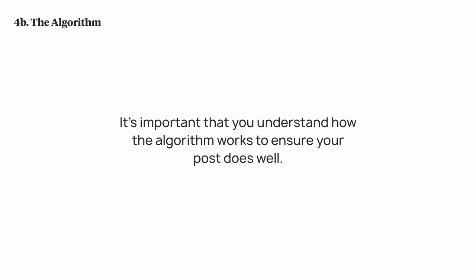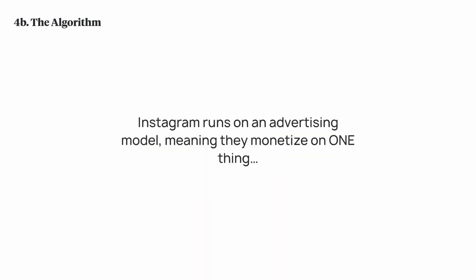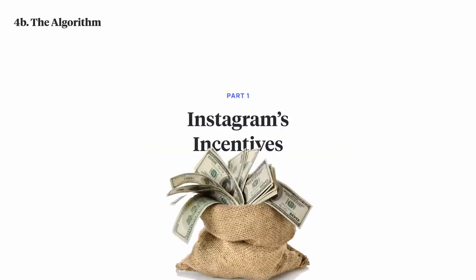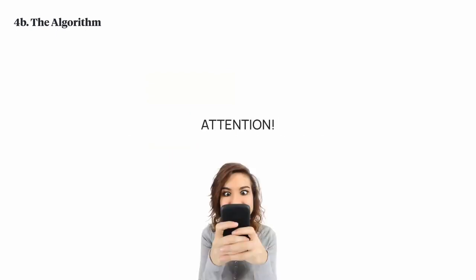And in order to do this, you need to understand how these algorithms actually work to ensure that your post does really well. So first we're going to go through Instagram's, or any social media platform's, incentives. They run on an advertising model. I mean, they need to monetize one thing: attention. The more attention that they can garner on their algorithms, the more valuable, the more things that they can sell, right?